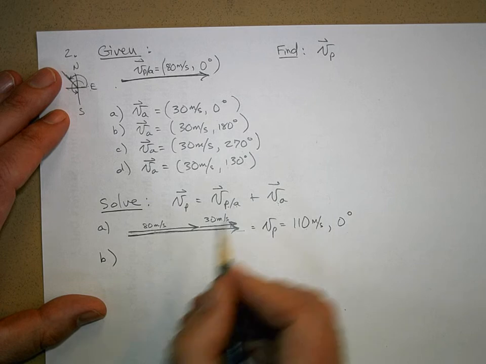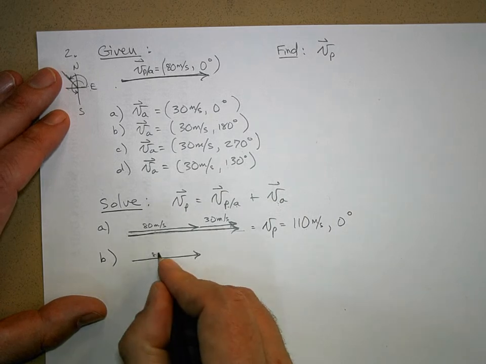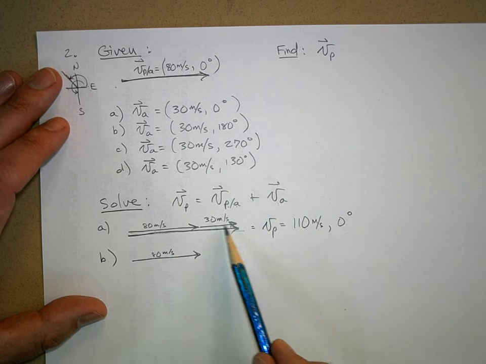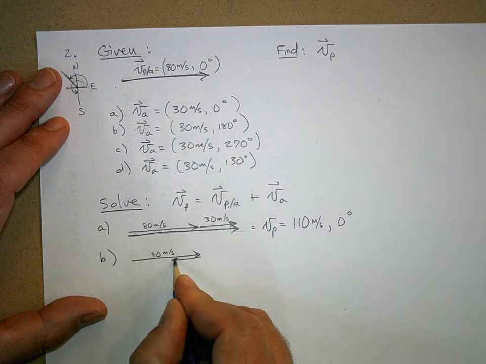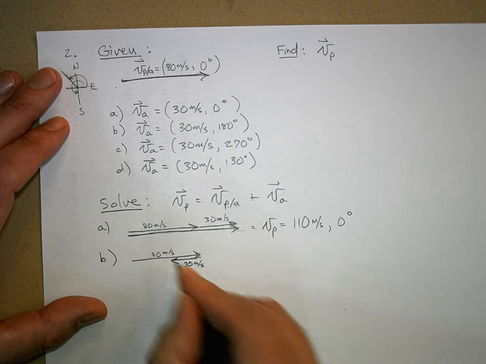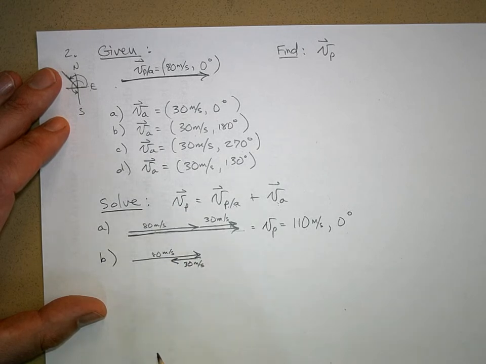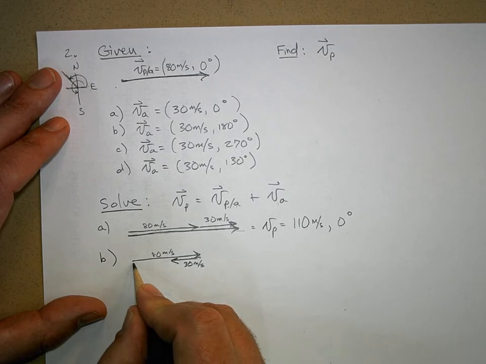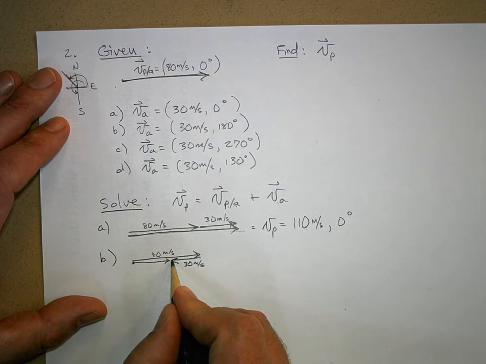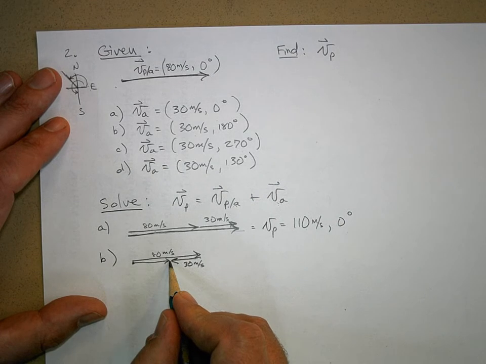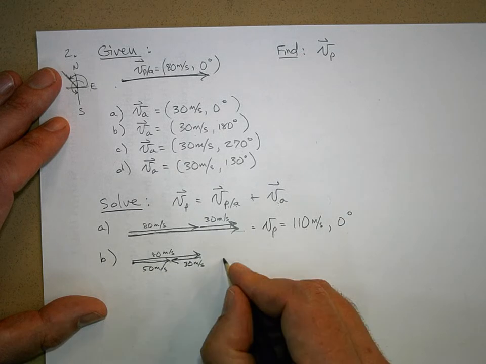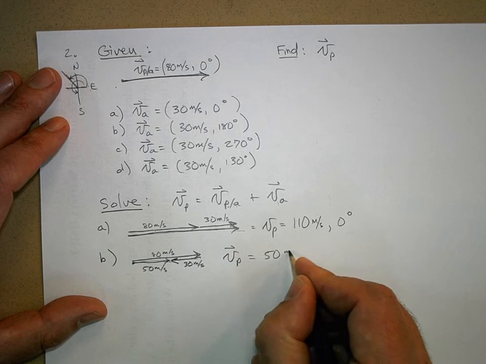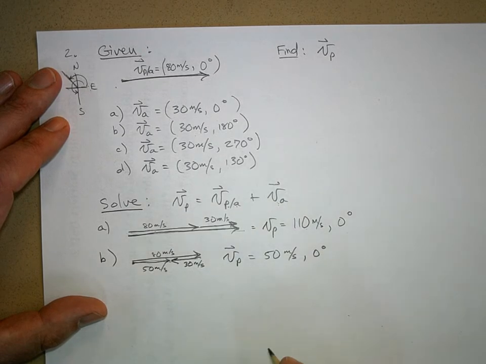The velocity of the plane compared to the air is, once again, 80 meters per second. But now, the velocity of the air is 30 meters per second at an angle of 180 degrees. So the answer is, well, when we add vectors, you go from where the first one started to where the last one ended. So what is that going to be? Yeah, it's going to be 50 meters per second at what angle? So the velocity of the plane is 50 meters per second at 0 degrees.